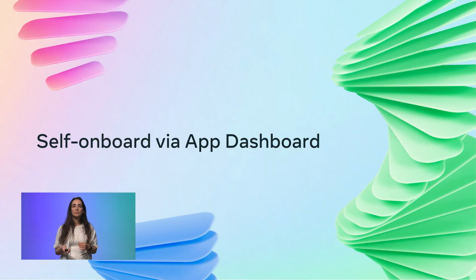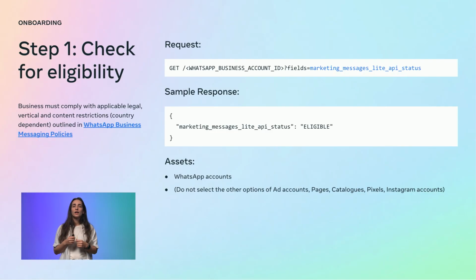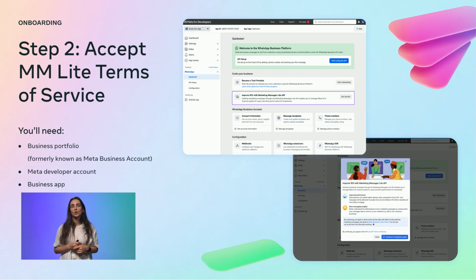Now it comes the Lite onboarding. The first step technically should be checking for eligibility by getting Marketing Messages Lite API status. You can learn more about restrictions on our documentation. Second step, or first, if you're already there and see this option, is to click on the Marketing Messages Lite API box, as highlighted here.